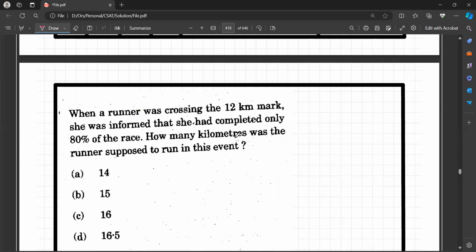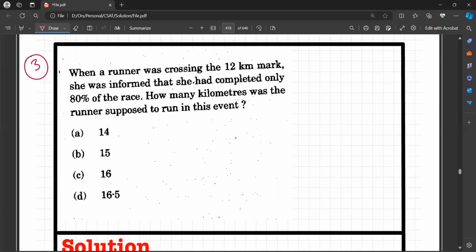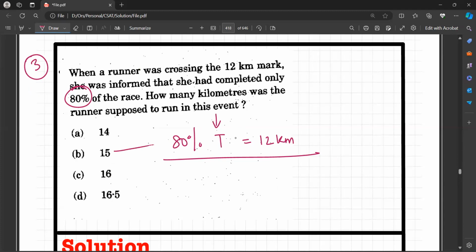That is question number 3. When a runner was crossing the 12-kilometer mark, she was informed that she had completed only 80% of the race. So 80% of the total kilometers equals 12 kilometer, right? How many kilometer was the runner supposed to run in this event? That means we need to find T. T कैसे मिलेगा? 80% of what will give you 12? You can link it here. 80% of 15 will give you 12.